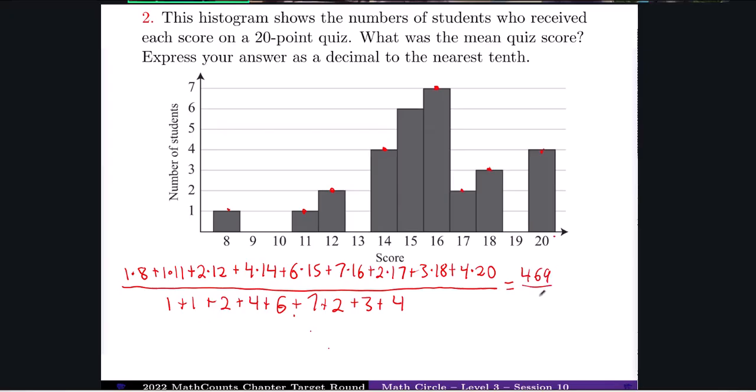So if you type all this stuff into your calculator, you get 469 divided by 30. This would be very hard to just do in your head. And if you do that division on a calculator, you get 15.63 repeated.